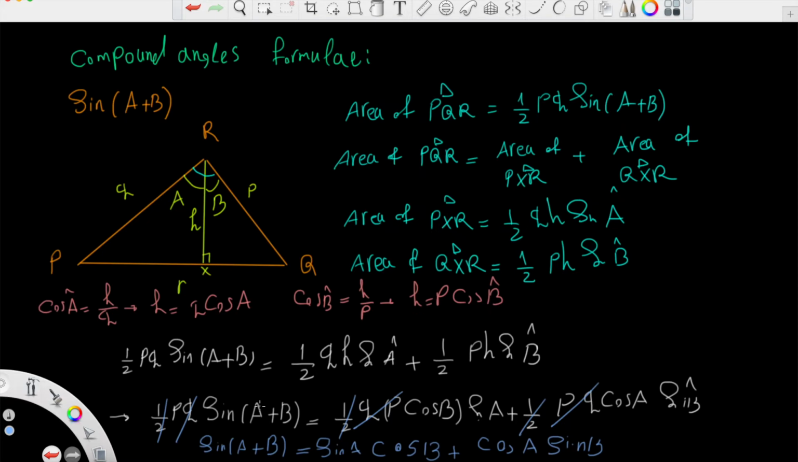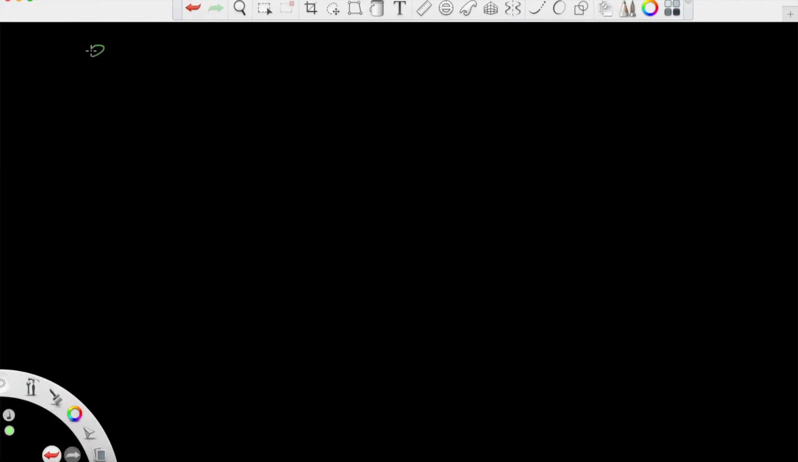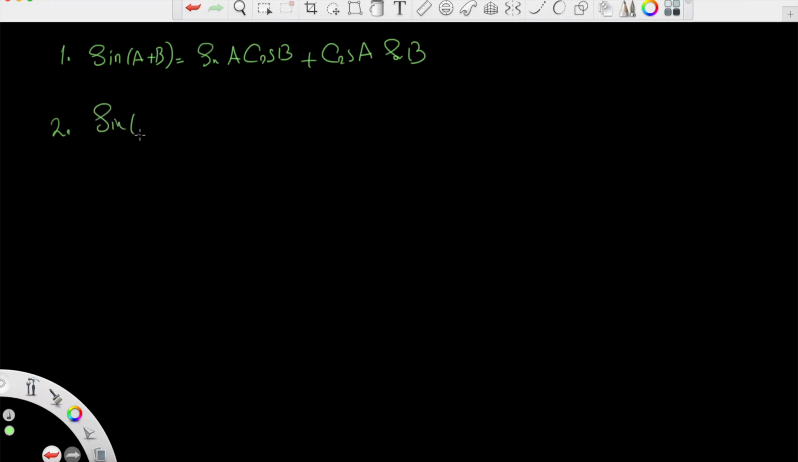This is the expansion of sine of A plus B. So I rewrite the first identity: sine of A plus B is equal to sine of A cosine of B plus cosine of A sine of B. It's the first formula. For the second formula, which is sine of A minus B.